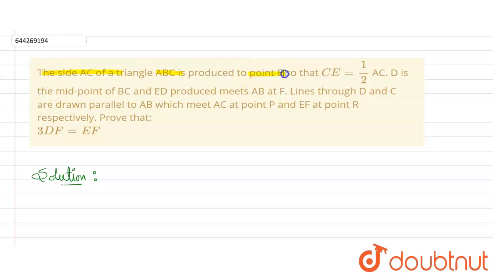Hello everyone, in this question it is given that the side AC of triangle ABC is produced to point E, so that CE is equal to half of AC. Okay, so let's draw a figure for this.